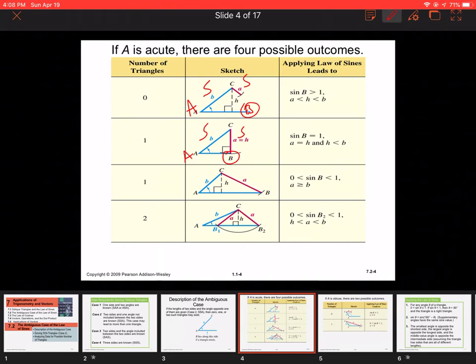Look at the third case. Again, only for the acute angle A, we still have the angle-side-side pattern. And this time, the sine of angle B is between 0 and 1.